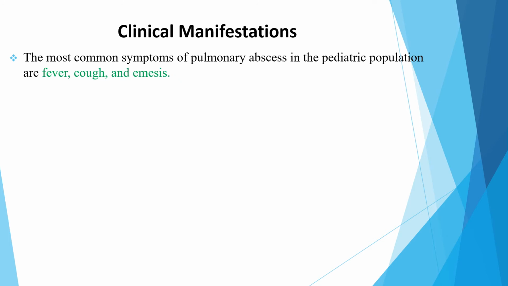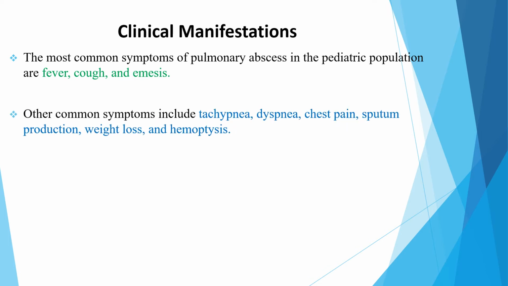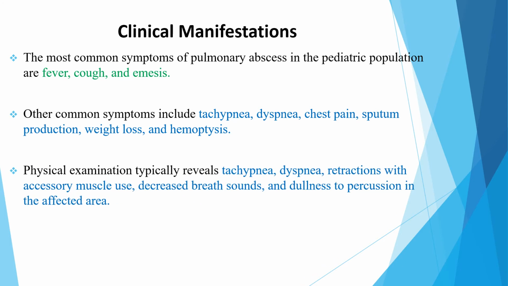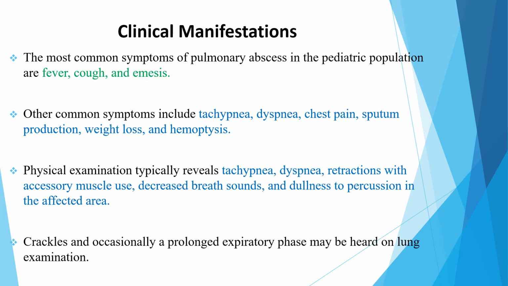When we see the clinical manifestations of lung abscess, the most common symptoms of pulmonary abscess in pediatric populations are fever, cough, and emesis. Other common symptoms include tachypnea, dyspnea, chest pain, sputum production, and hemoptysis. Physical examination typically reveals tachypnea, dyspnea, retraction with accessory muscle use, decreased breath sound, and dullness to percussion in the affected area. Crackles and occasionally a prolonged expiratory phase may also be heard on lung examination.